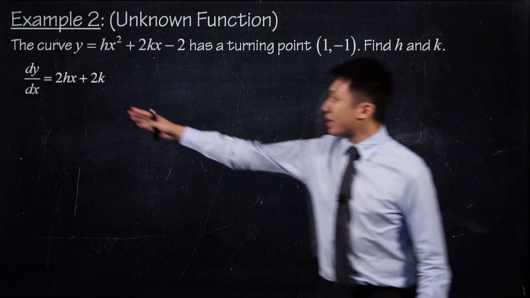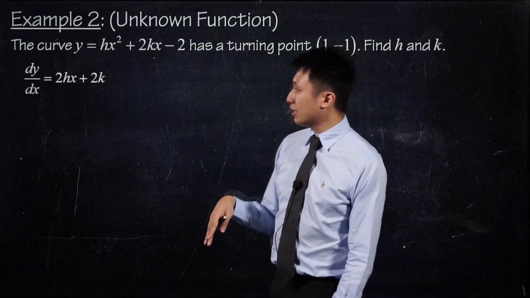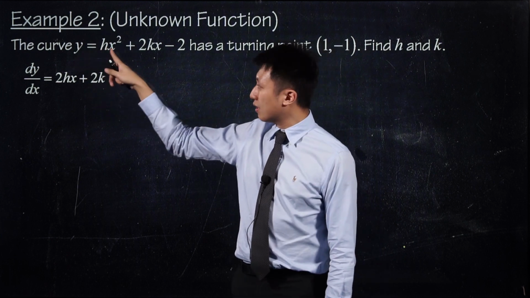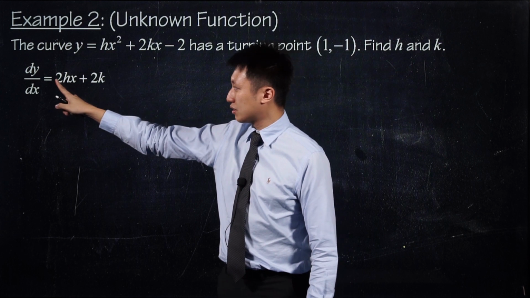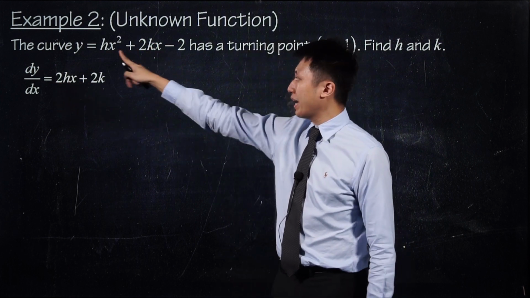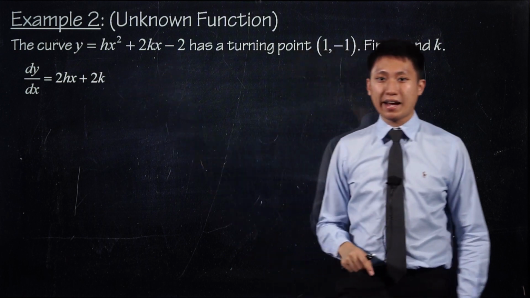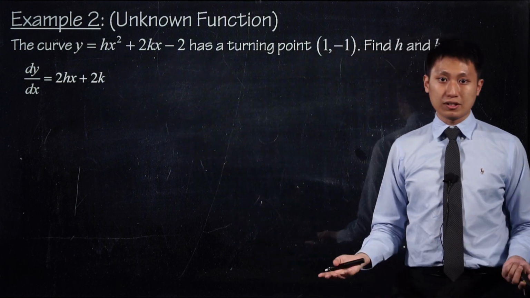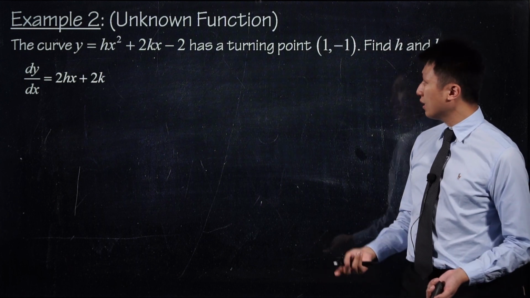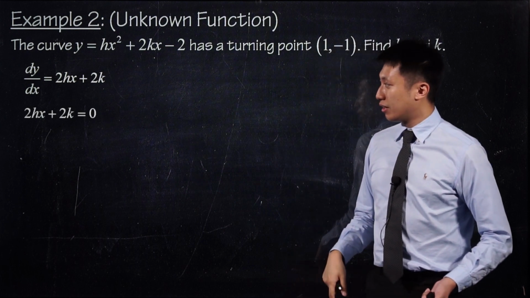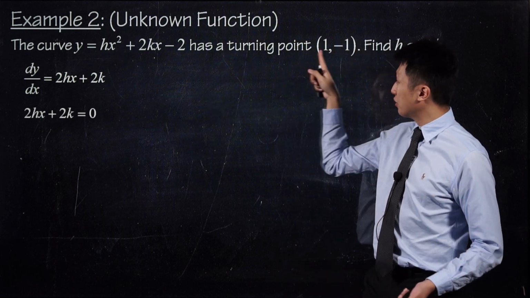Okay, so dy/dx, you differentiate this one, you get this one. Again, h is a constant, you put it outside. Then differentiate x squared, you get 2x. So it's 2hx. Then differentiate this one, 2k is a constant outside. Differentiate x is 1. So it's 2k only. Differentiate -2, of course, is 0. Okay, turning point at this one. So you set it to be equal to 0, you get x equals to 1.